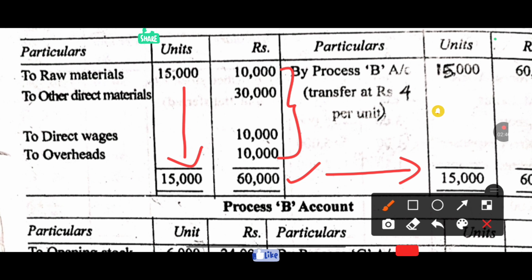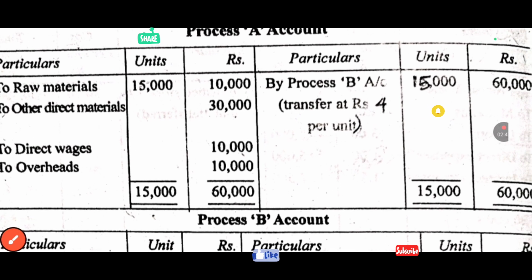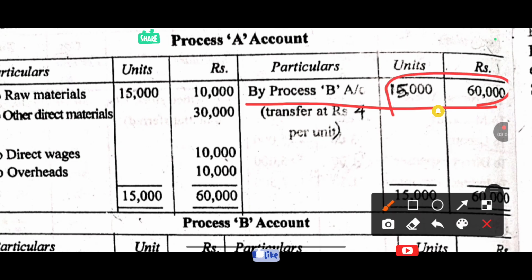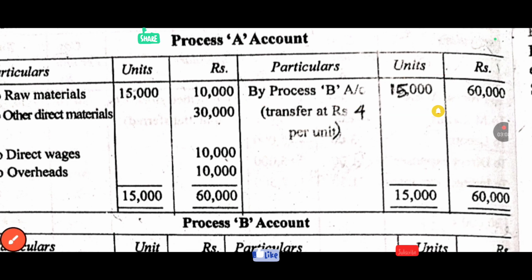So the output of process A at the end of process A is 15,000 units and 60,000 rupees. This output is to be transferred to process B account as the input. So you are going to write "by process B account" because this value is to be transferred to process B account. Then we need to find out the cost per unit.